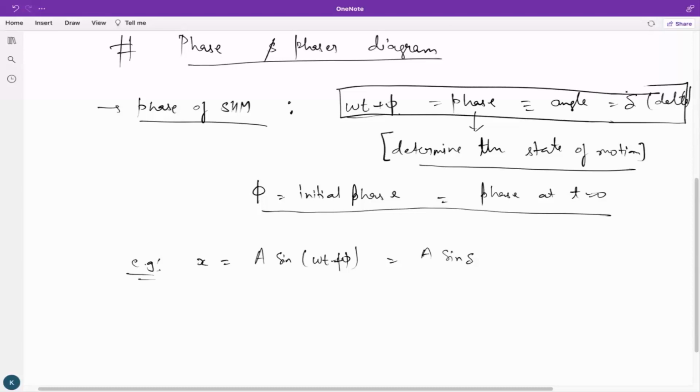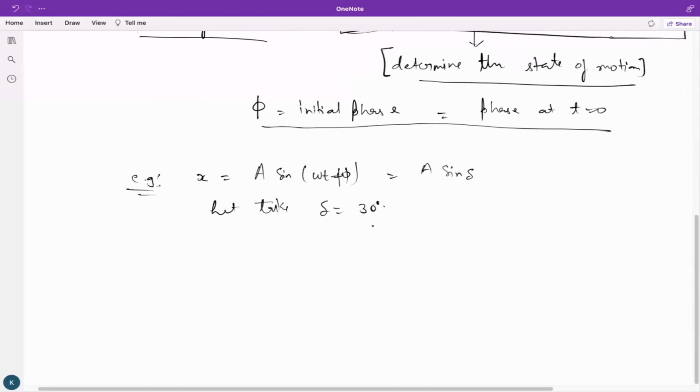Now, what I'm going to take here is, let's take delta is equal to 30 degrees. So when I take the value of delta as 30 degrees, our x is nothing but A sine 30 degrees. So its value will be nothing but plus A by 2, right?